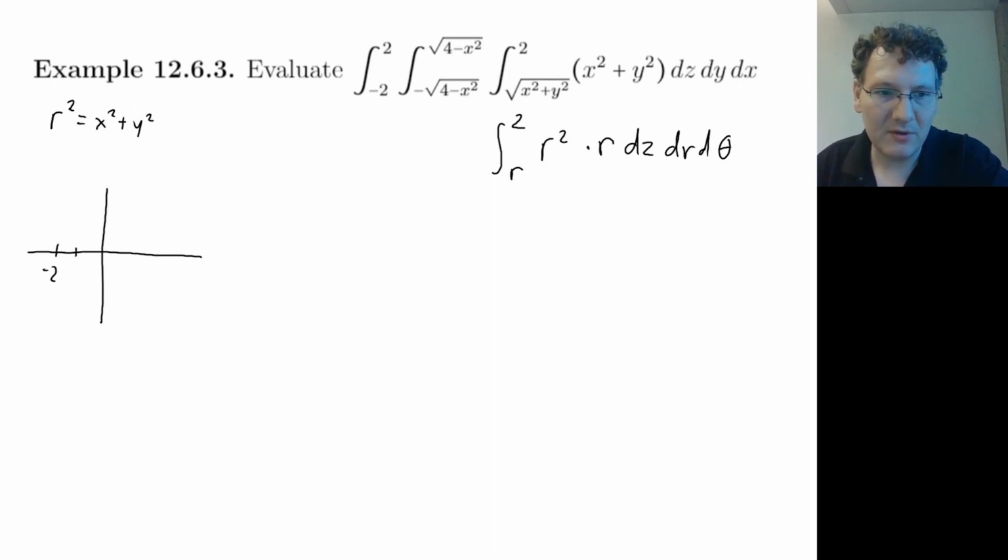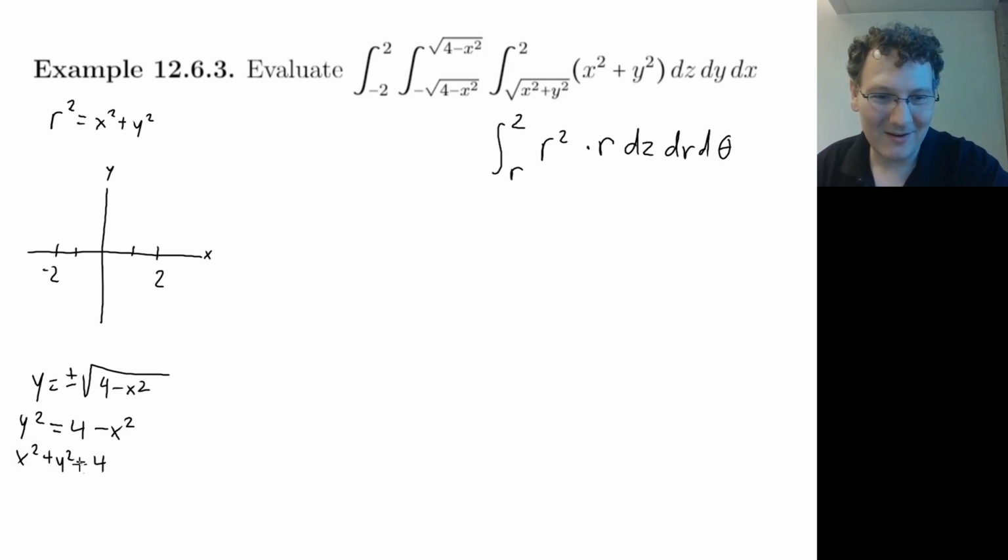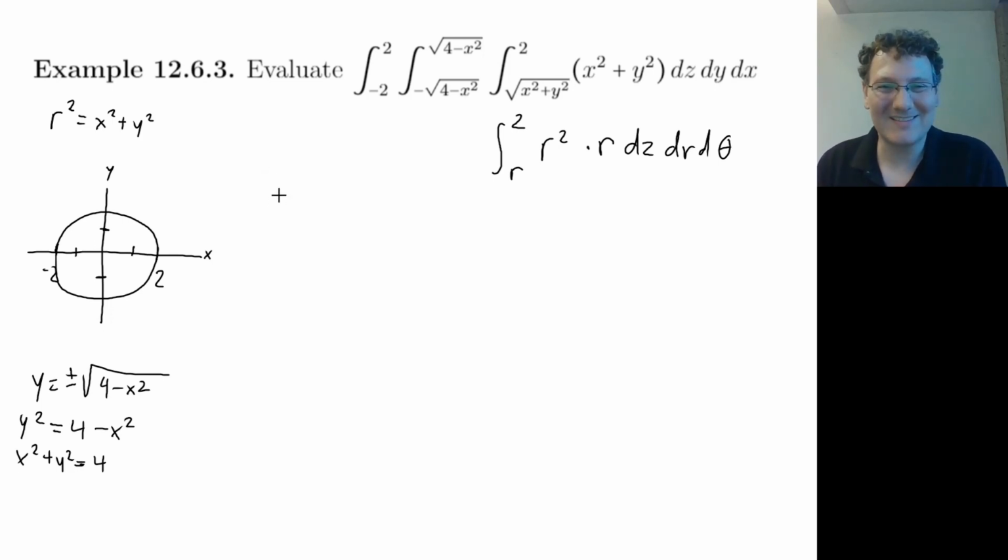X goes from -2 up to 2. So what I'm doing is graphing out in the xy plane what the region D, the shadow, looks like. The function y equals plus or minus the square root of 4 minus x squared is actually just y squared equals 4 minus x squared, otherwise known as x squared plus y squared equals 4. This is a circle of radius 2. So it's no wonder that this is going to be better put into cylindrical coordinates. In terms of cylindrical coordinates, my angle just goes from 0 to 2 pi, and my radius just goes from 0 to 2.